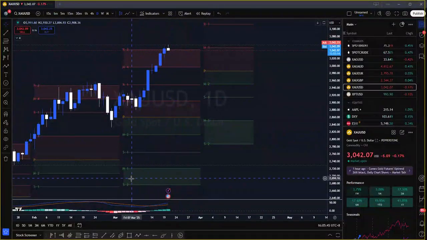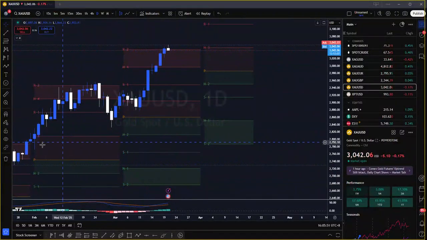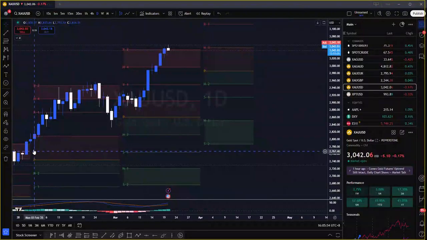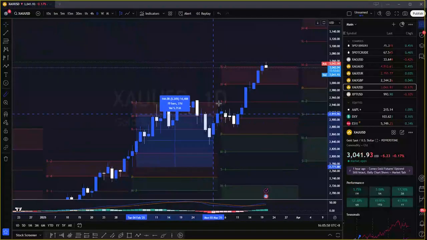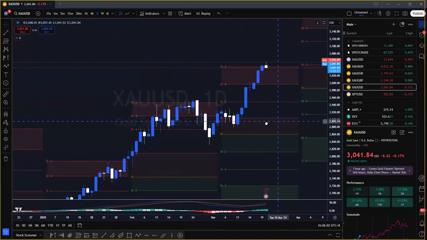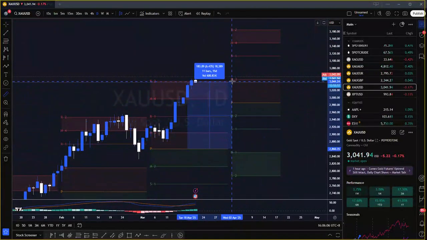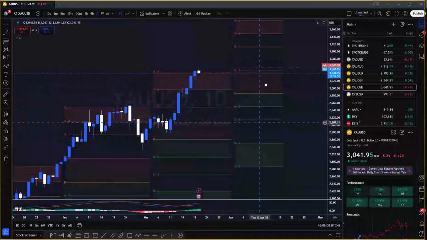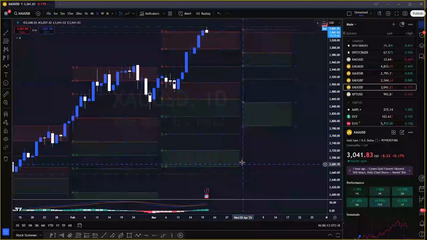We have R2 and S2. R represents resistance, S represents support. So by default, you have the range that we saw last month, it's 184.52. So if you compare that from the pivot to R2, you'll probably get the same distance. Same thing from the pivot to S2, you get about 104.